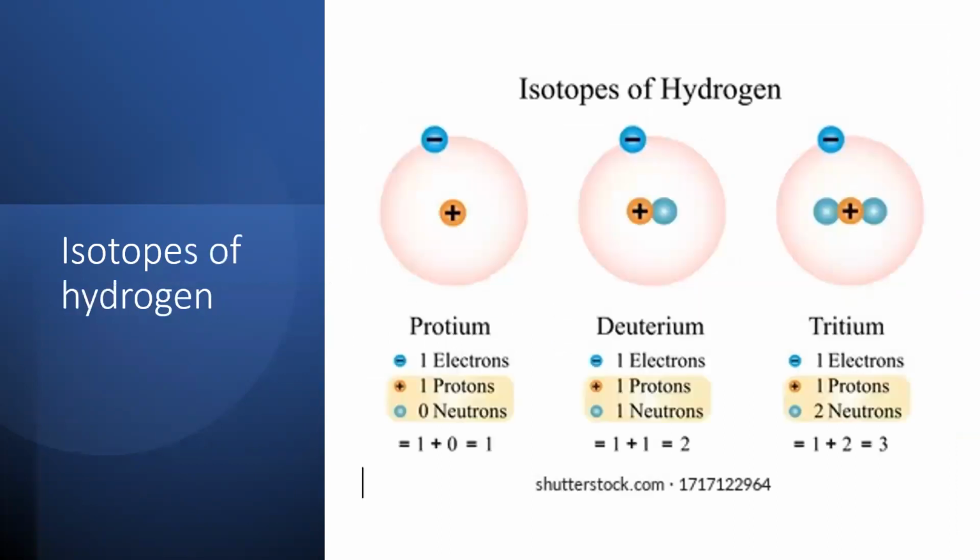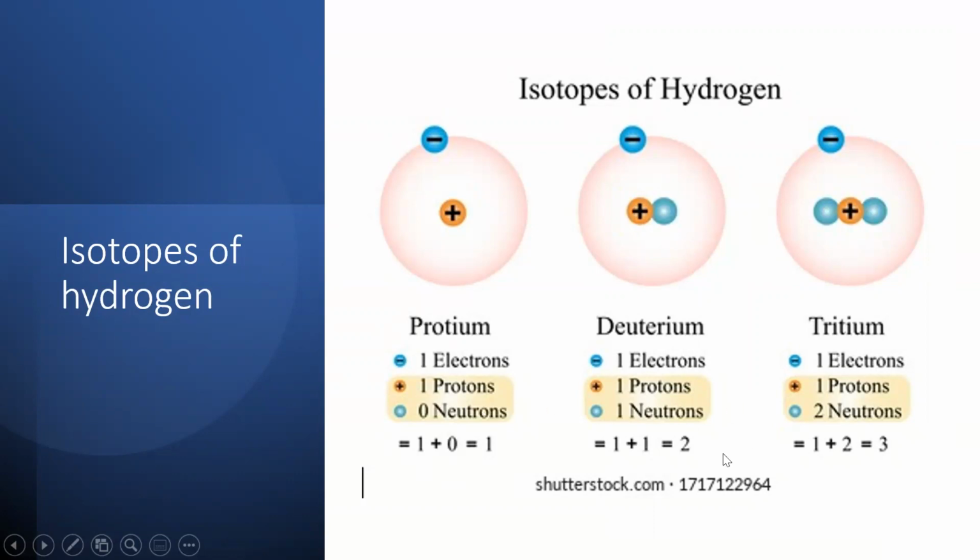For example, look here, isotopes of hydrogen. Protium, the first one, has 1 electron, 1 proton, and zero neutrons. So its mass number is 1 plus 0, which is 1. The second one is deuterium. It has 1 electron, 1 proton, 1 neutron, so its mass number is 2. This is tritium: 1 electron, 1 proton, 2 neutrons. So its mass number is 3.